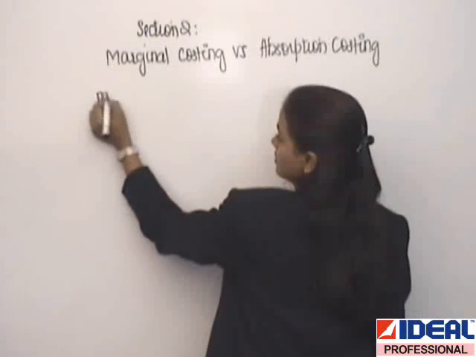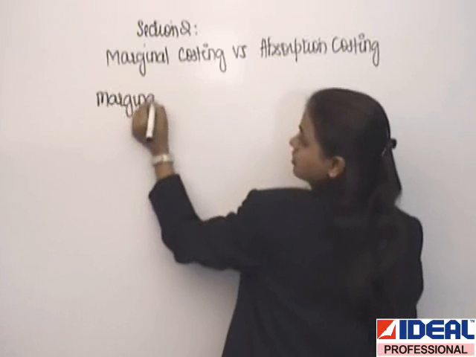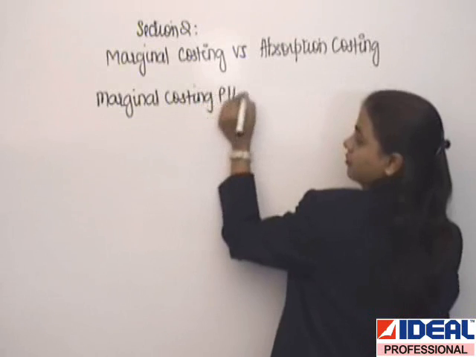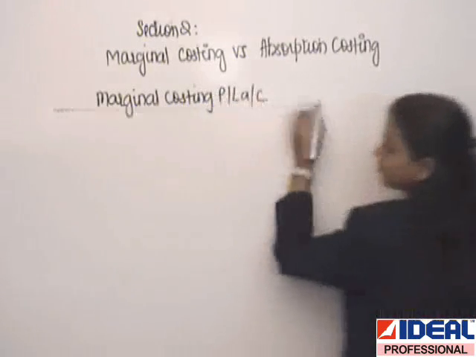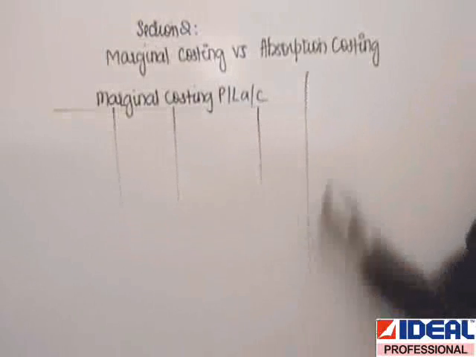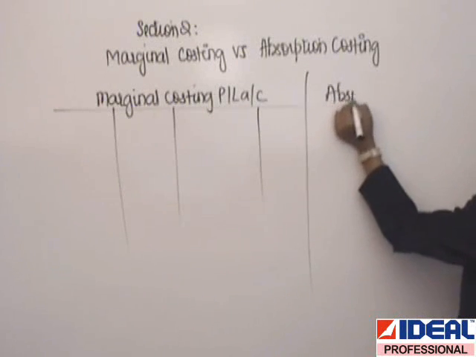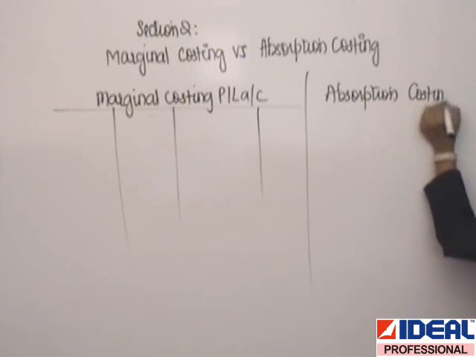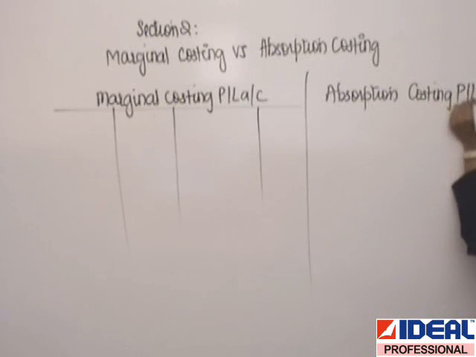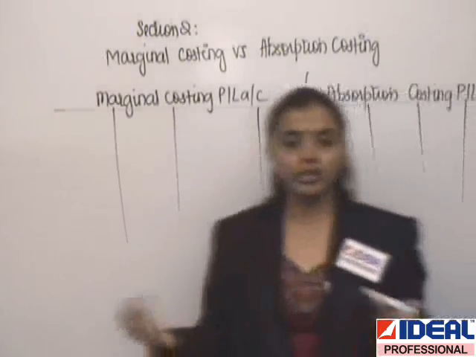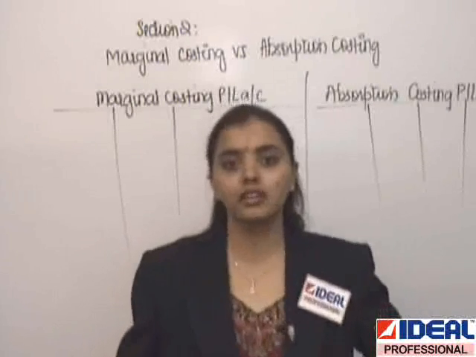Let's make a P&L statement as per marginal costing. So let's make a P&L statement as per absorption costing system. You have studied these two chapters individually. Now let's correlate them and find out the differences.